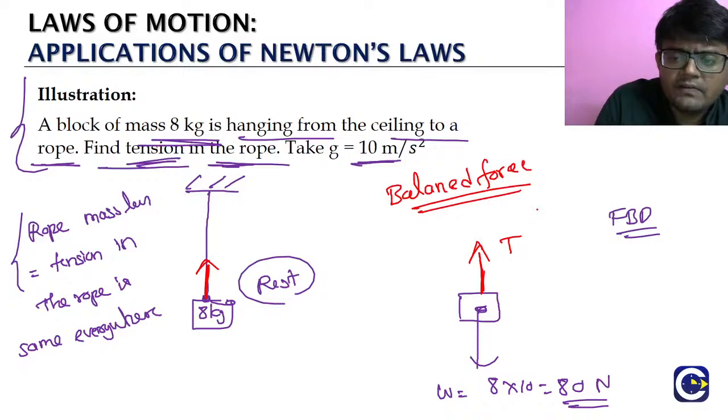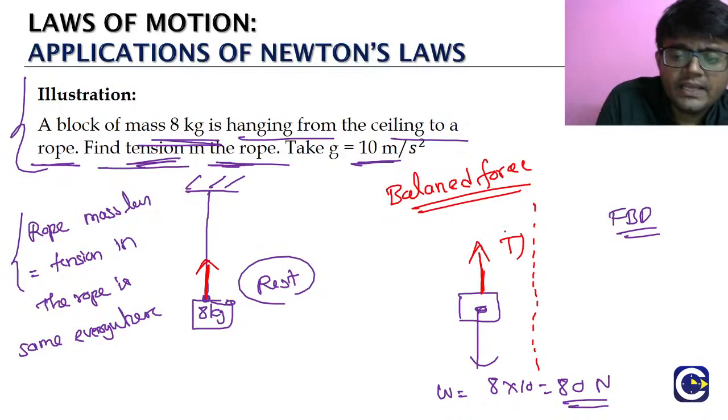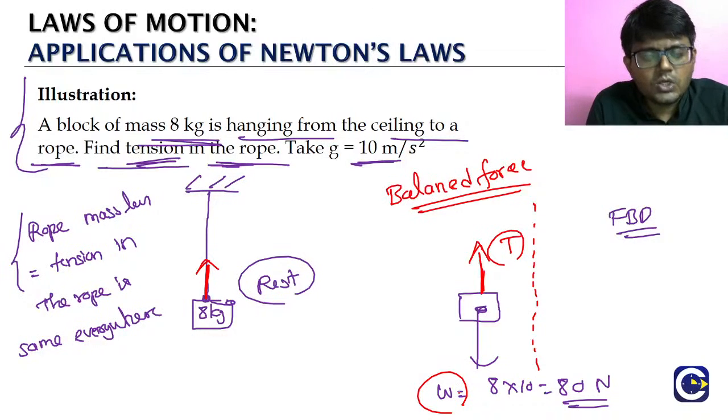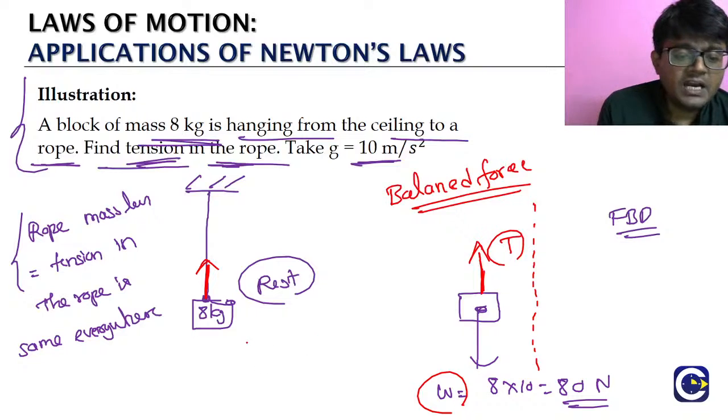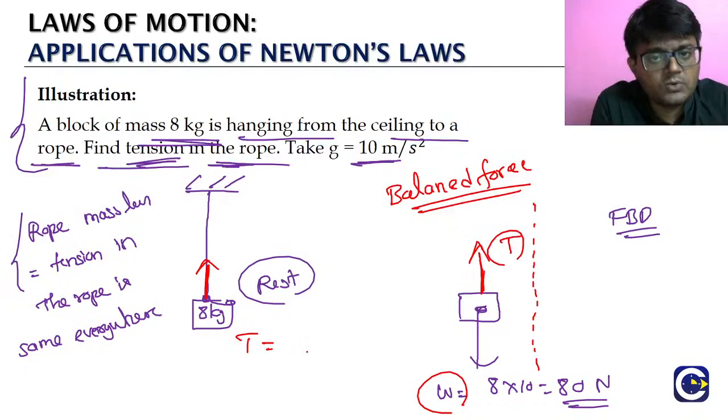What do you know? We have both the forces along this line only. The vertical line direction, both the forces are in the same line. So what should we do? We should take that direction. We'll take that vertical line. Look at this: tension is upwards and weight is downwards. Total force is 0. If we say that, what does it mean? The upward force should be equal to the downward force. Only then the total force will be 0.